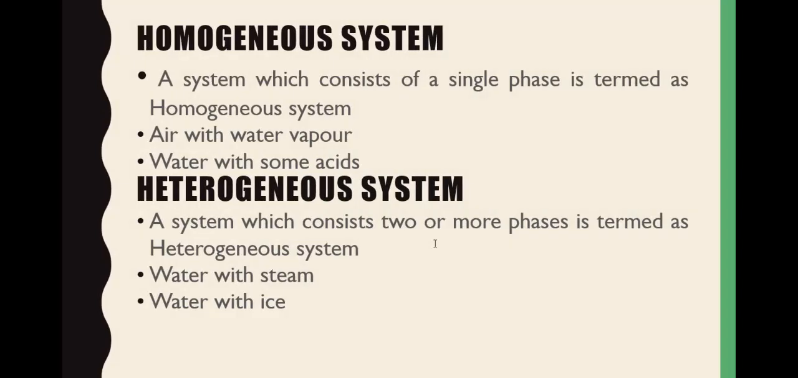Then you know about the homogeneous system and the heterogeneous system. Basically, if you consider a system consisting of two or three matters, and those matters are in a single phase, the same phase, then the system is called a homogeneous system. If the system contains matters which are in different phases, then the system is called a heterogeneous system. I have given an example for the homogeneous and the heterogeneous system here. We can look at that.